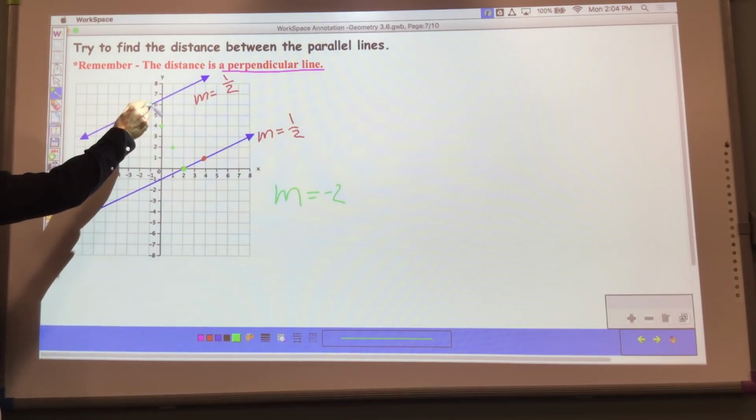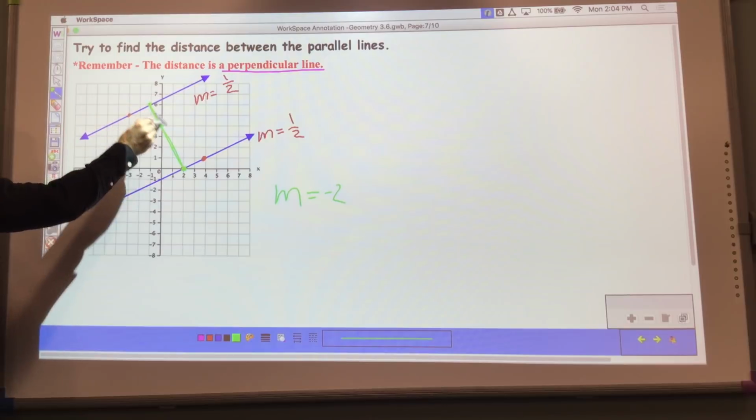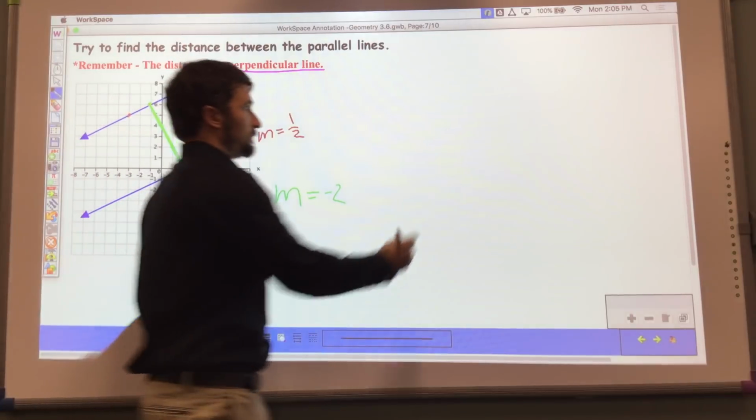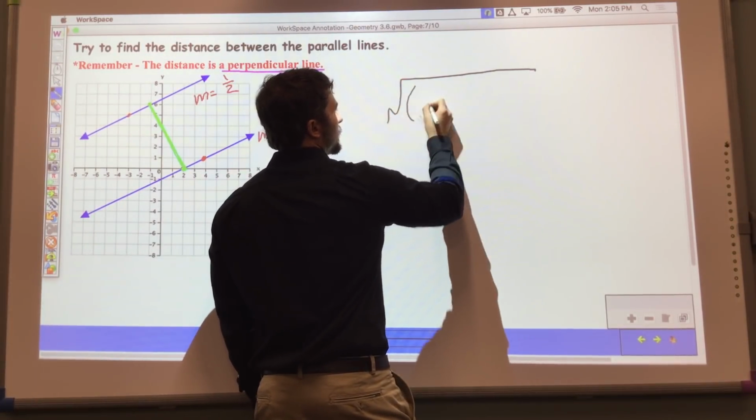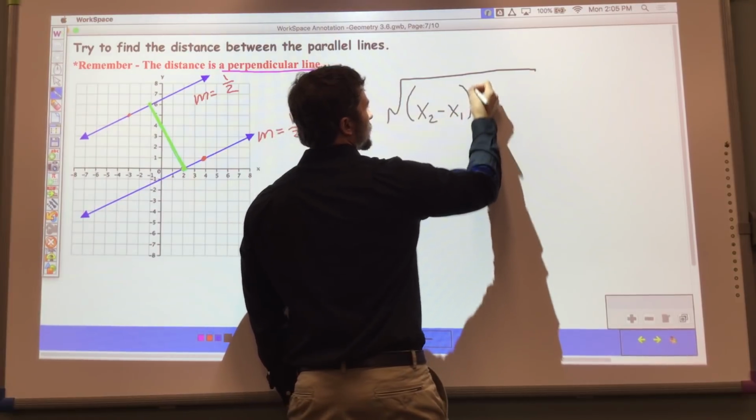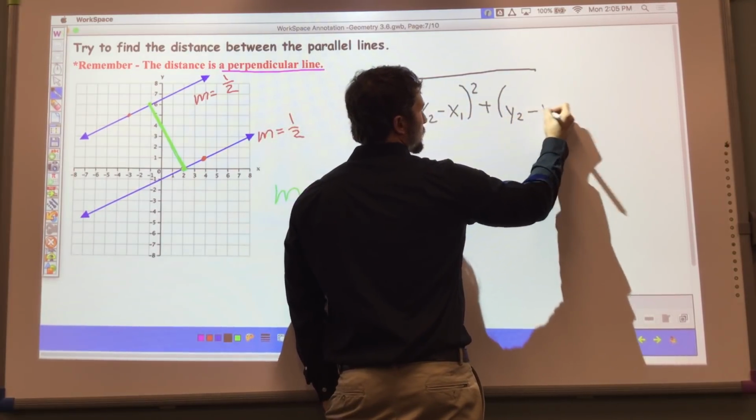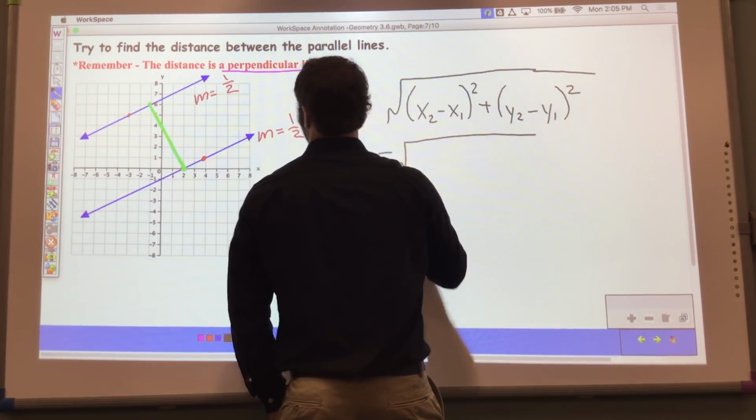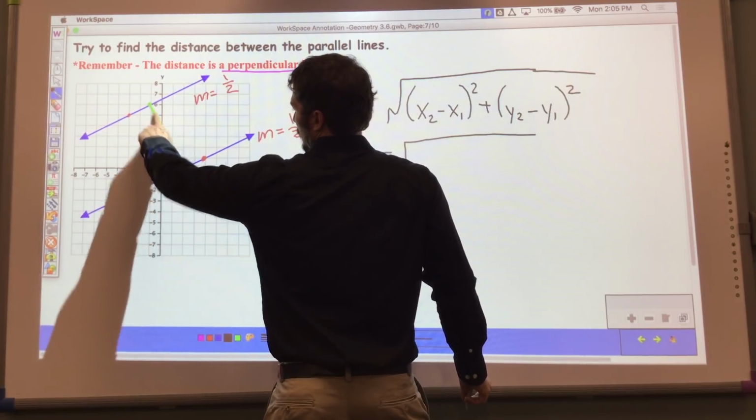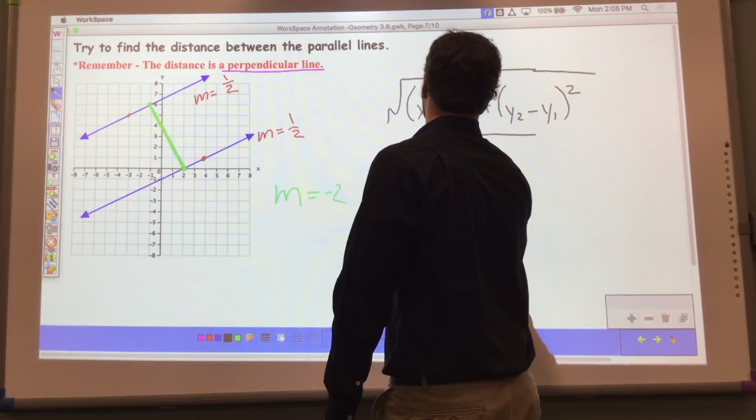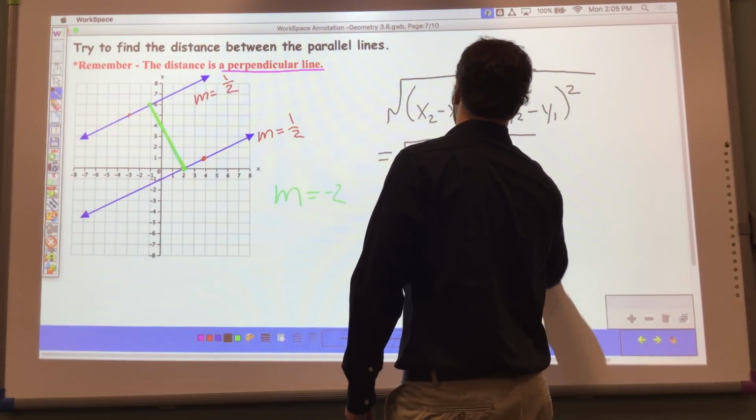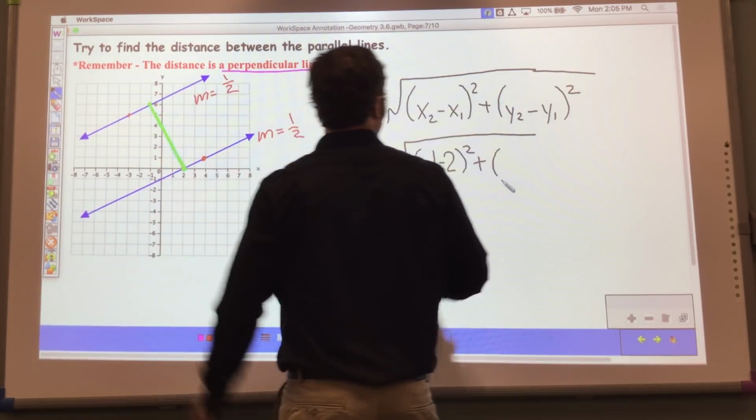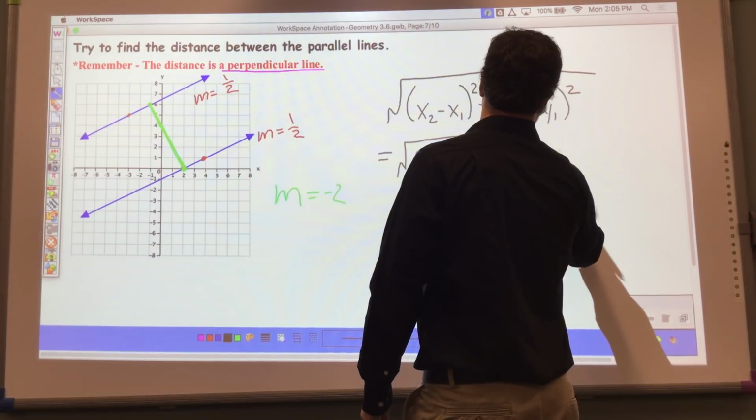So we need to find the distance between these 2 points. So that should tell you distance formula. So remember distance formula, we got x2 minus x1 squared plus y2 minus y1 squared. Let's get rid of all that. So ours, this x is -1, this x is 2. So -1 minus 2 squared plus y value of 6, y value of 0. So 6 minus 0.